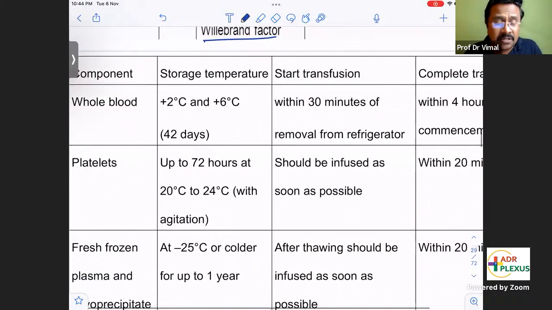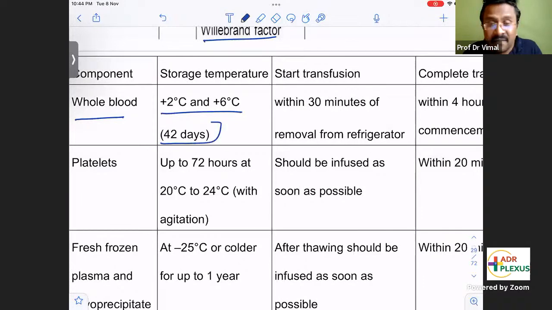And the storage temperature is also important. Whole blood and packed cells are stored at +2 to +6 degrees centigrade with a shelf life of 42 days. Transfusion has to be started within 30 minutes of removal from the refrigerator, and it has to be completed within 4 hours, for RBC and whole blood. Whereas for platelets, the shelf life is just 5 days, and it should be transfused as soon as possible.